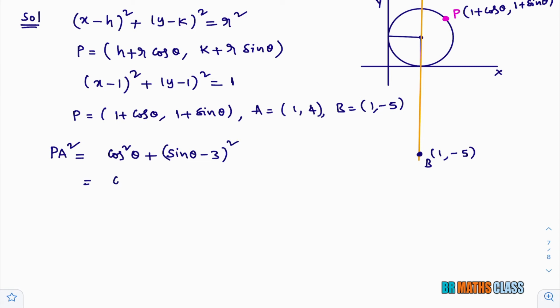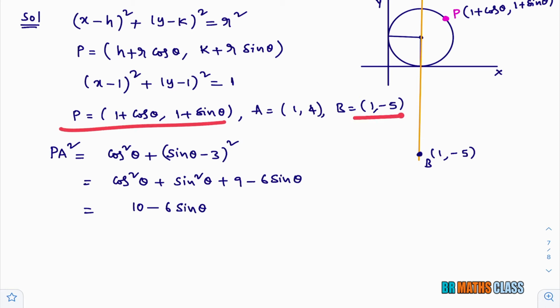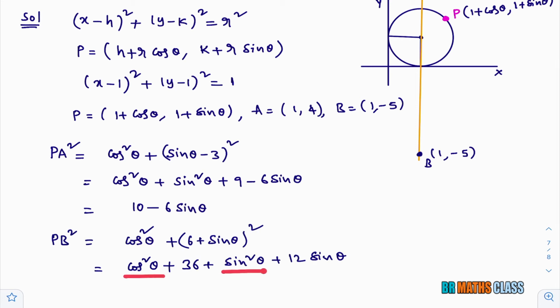If we expand this, what you will get? Cos square theta plus sin square theta plus 9 minus 6 sin theta. Cos square theta plus sin square theta is 1. 1 plus 9 is 10. So you get 10 minus 6 sin theta. Similarly, as you know the point P and the point B, you calculate PB square. As I am writing PB square, I am not writing the square root. We know that cos square theta plus sin square theta value is 1. So 36 plus 1 is 37. So 37 plus 12 sin theta.